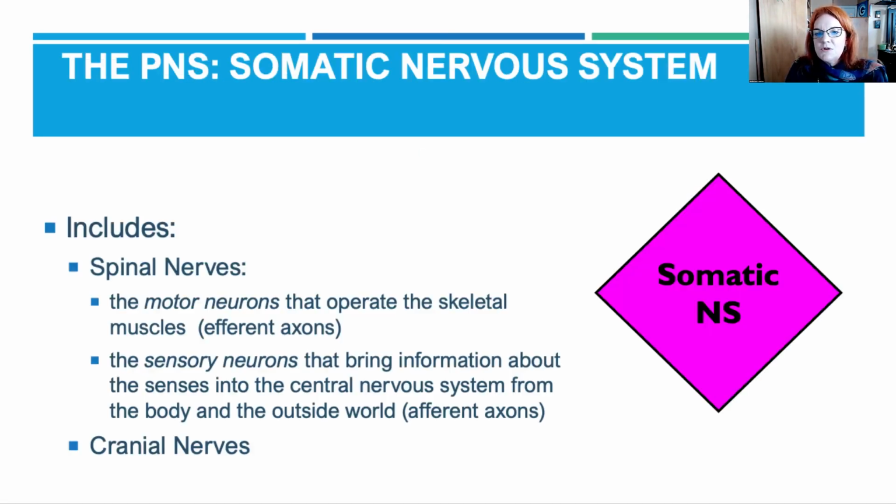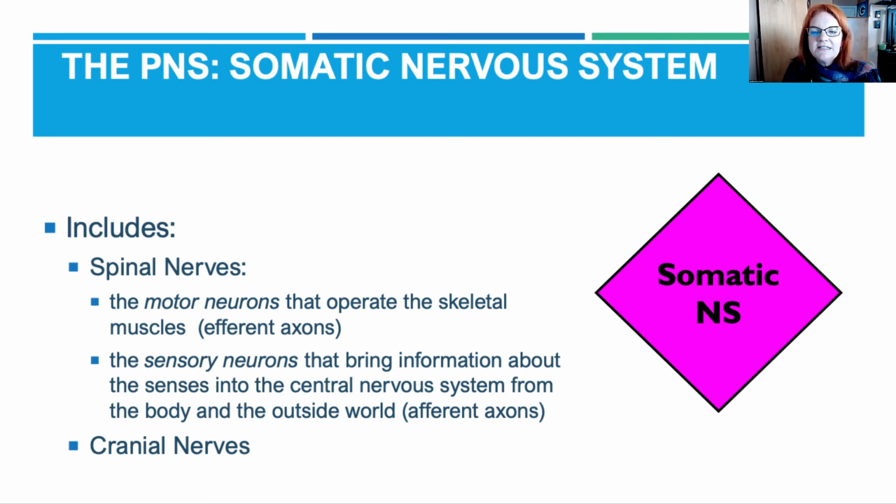So just in a little bit more detail, the somatic nervous system, again, includes the spinal nerves, which are motor neurons. Those operate the skeletal muscles to allow us to move, to walk, to sit. And we could refer to those as efferent because they are sending information from the brain out to the body, and they allow us to cause an effect to our environment.